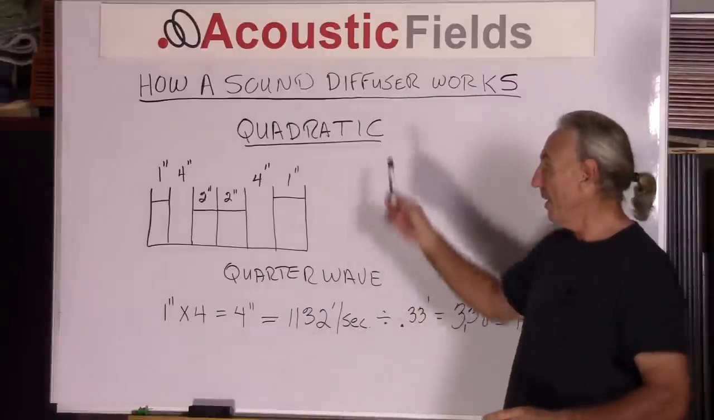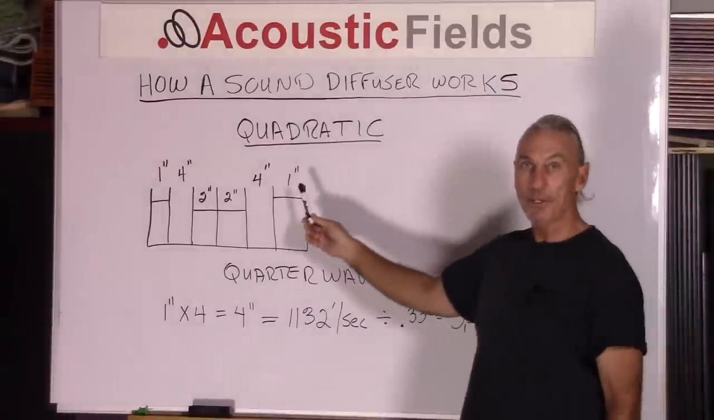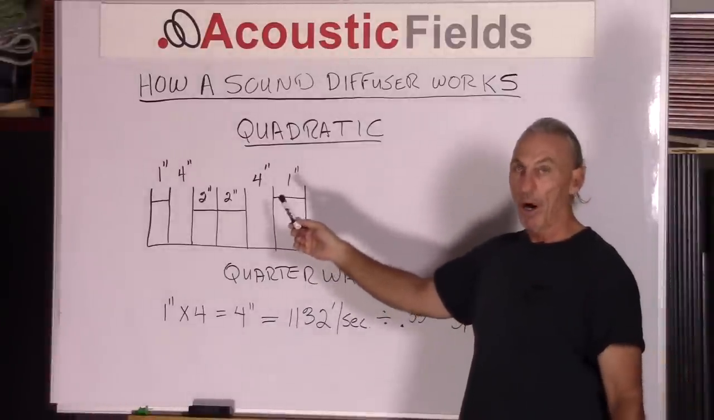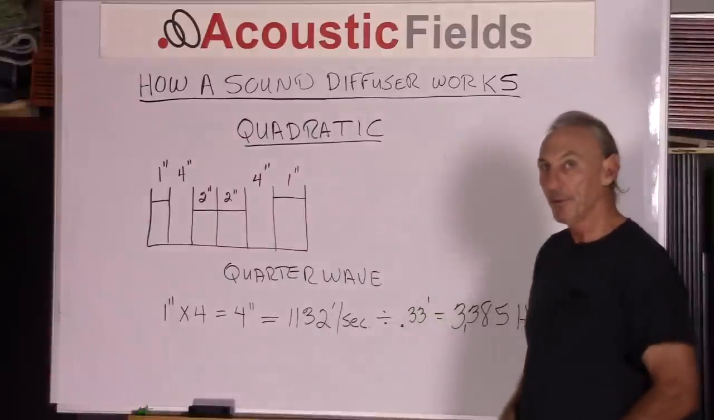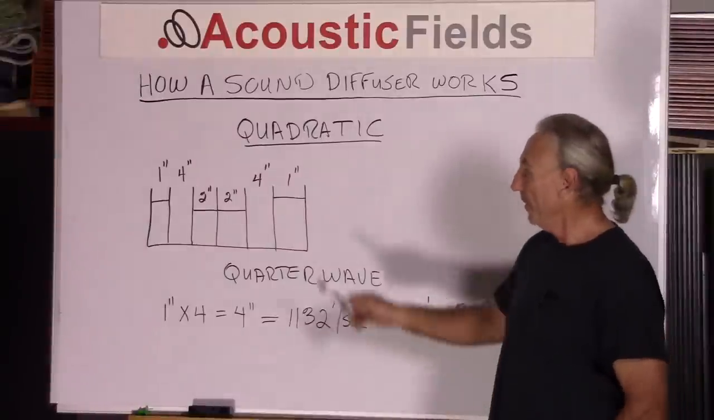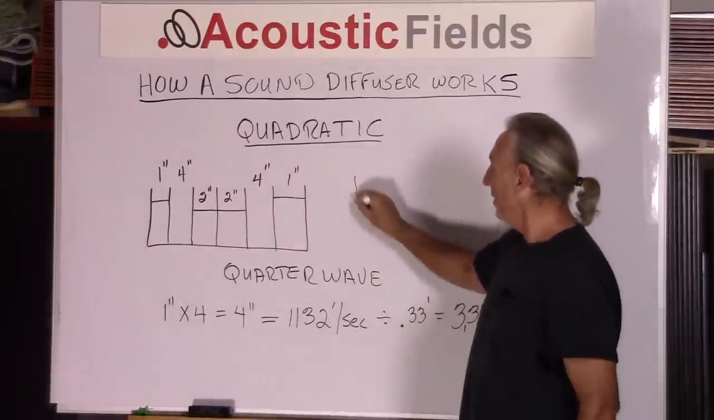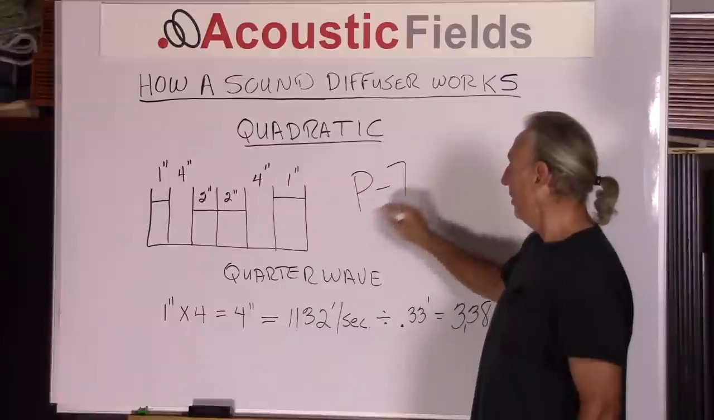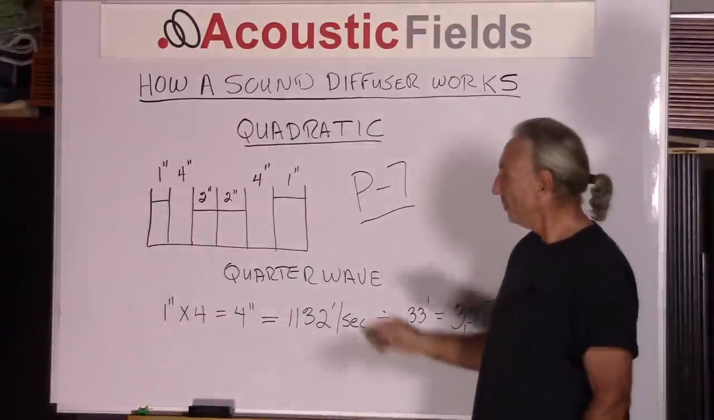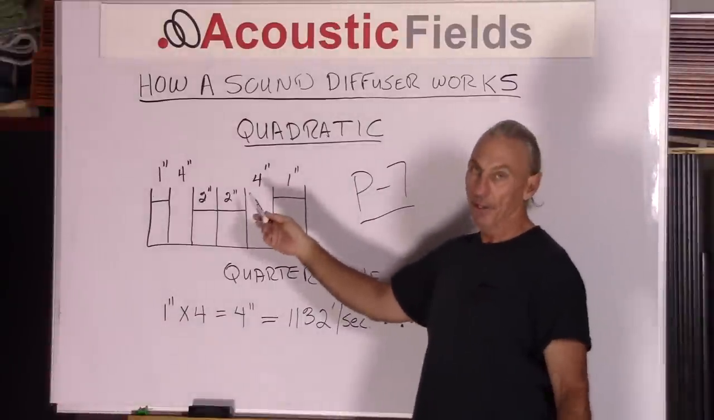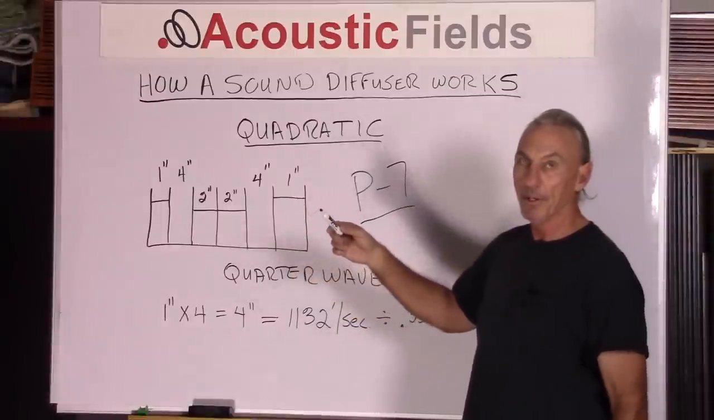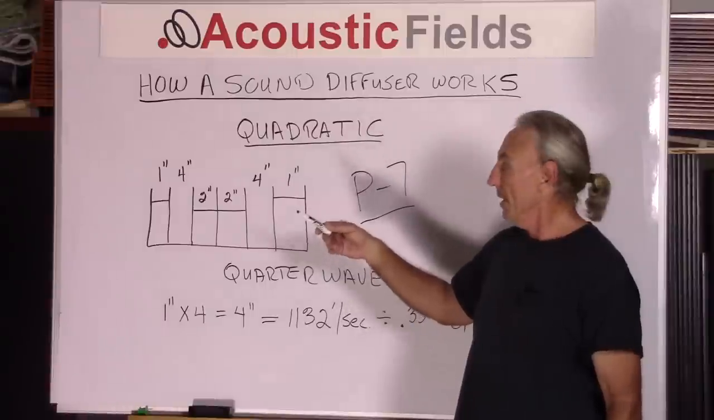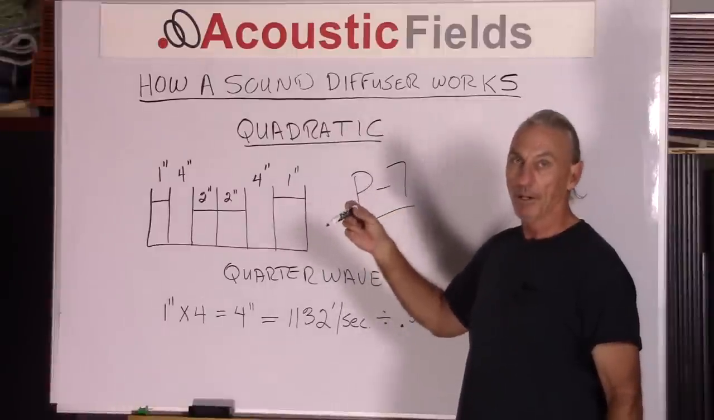How does it work? Let's talk about that. It's a series of wells or troughs with horizontal dividers in it. We've all seen examples of these. This is a P7 right here, so it's based on prime 7 like we discussed. It actually has more than 6. We took out the end wells because it's not really necessary. It's not audible. It's just a flat surface for a reflection anyway.